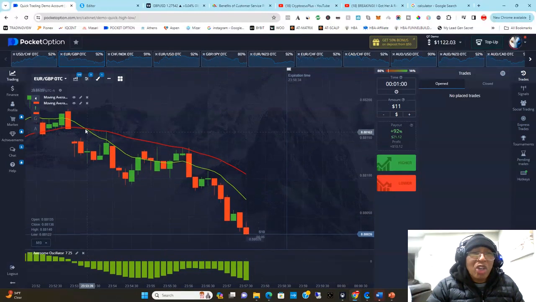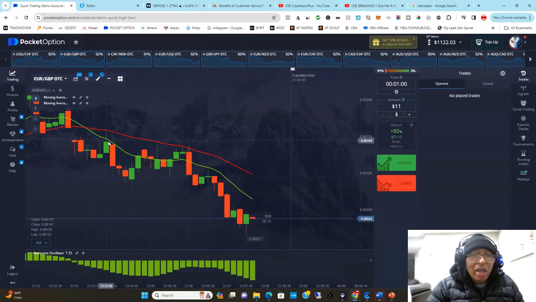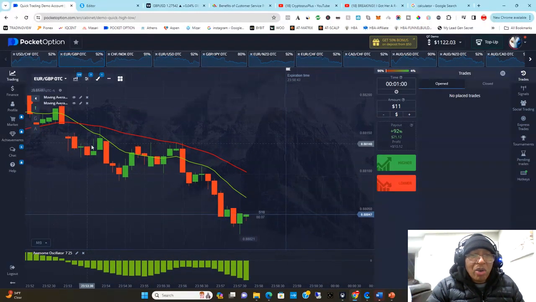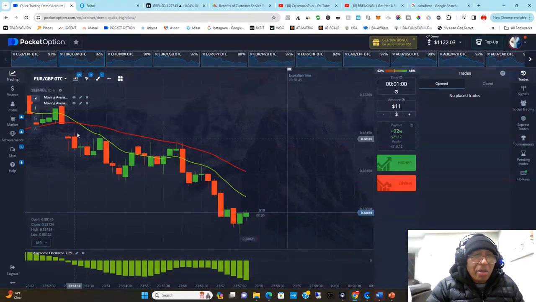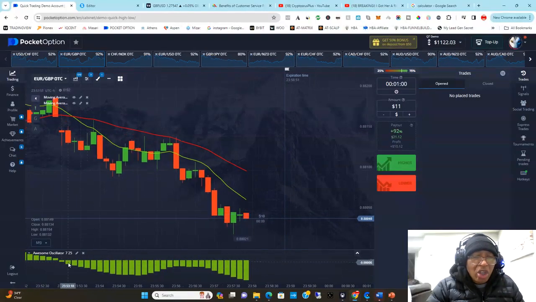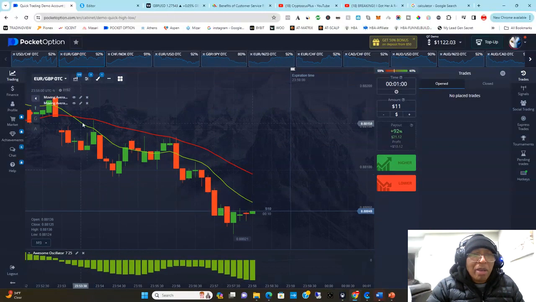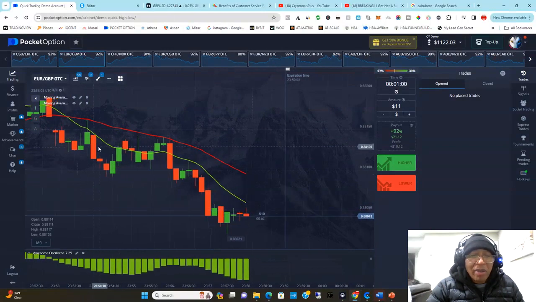But if I jumped in here, you see where these were crossing, and at this point the green is below. That's telling you it's going down. Then you come down here and check if there is a confirmation with the Awesome Oscillator. You can see the Awesome Oscillator had just changed direction, and these candles are increasing on the downward side. Therefore, if you took a sell option, your chances of making money here were high.